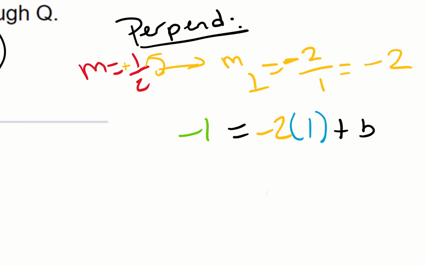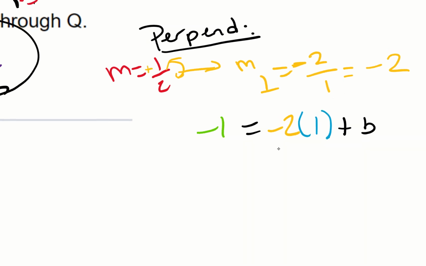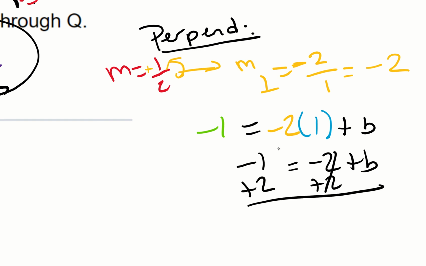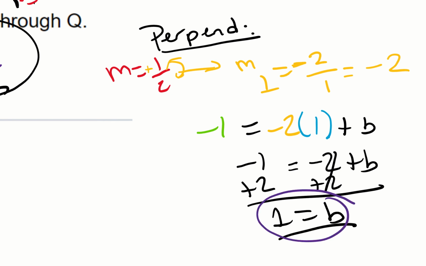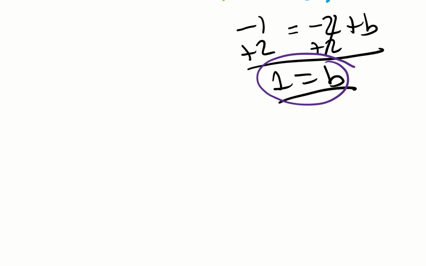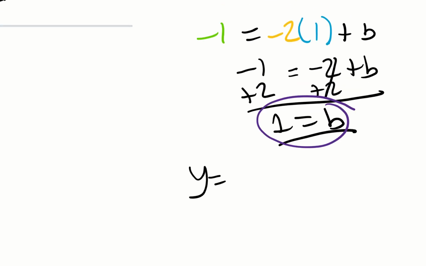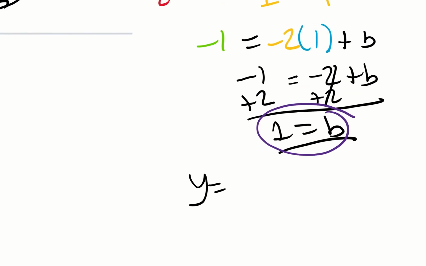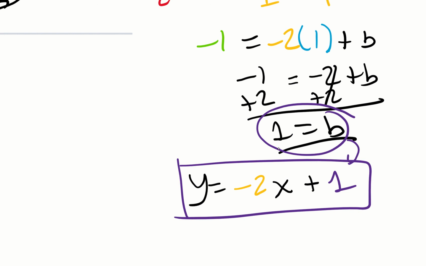Just like that. So -2 times 1 is -2. We add 2 to both sides. So -1 plus 2 is +1. So b is 1. So now that we know b is 1, we can plug it into y equals mx plus b. So y equals -2x plus 1. That's my equation of my perpendicular line.